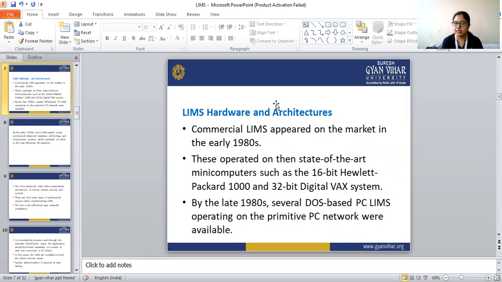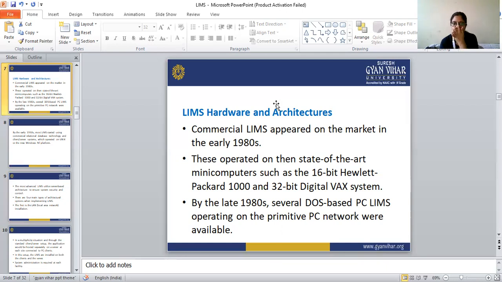Commercial LIMS appeared on the market in the early 1980s. These operated on then state-of-the-art mini computers such as 16-bit Hewlett-Packard and 32-bit digital VAX systems. They are operated on the mini computers. Examples of the mini computers are the 16-bit Hewlett-Packard 1000 and the 32-bit digital VAX system. So with the help of these mini computers, these commercial LIMS are operated.